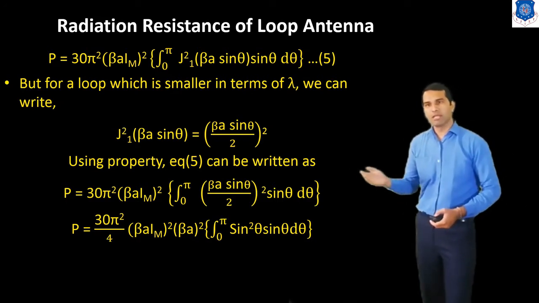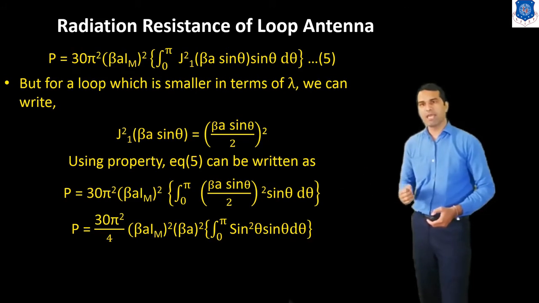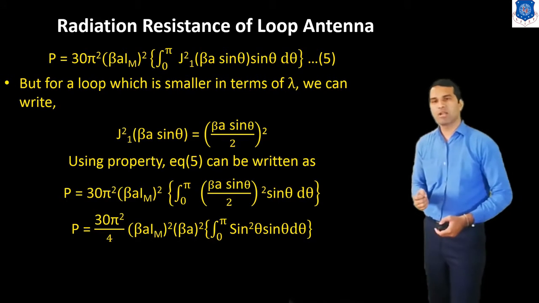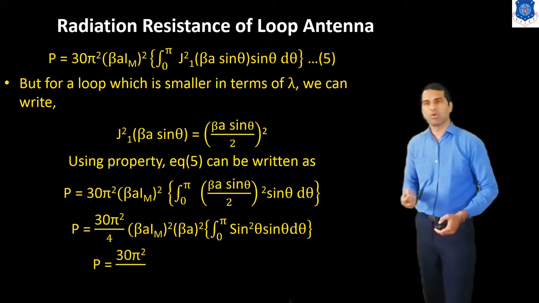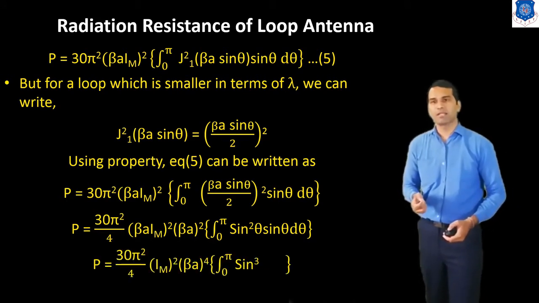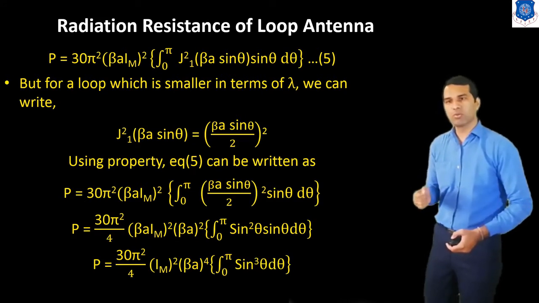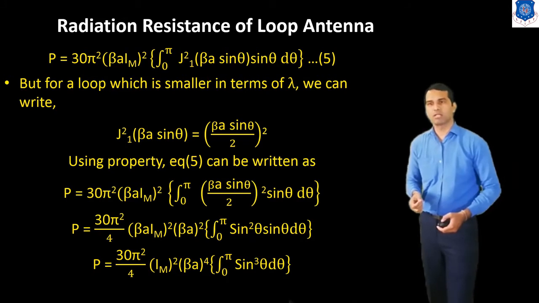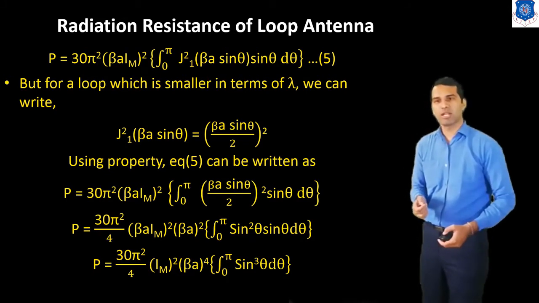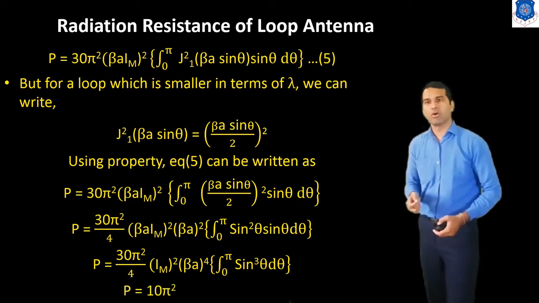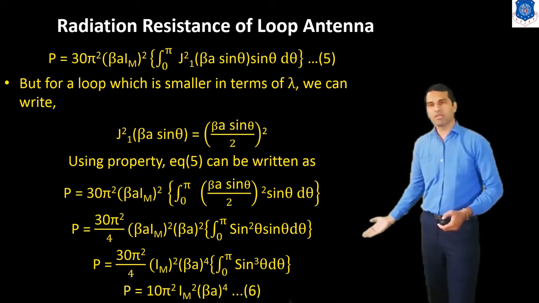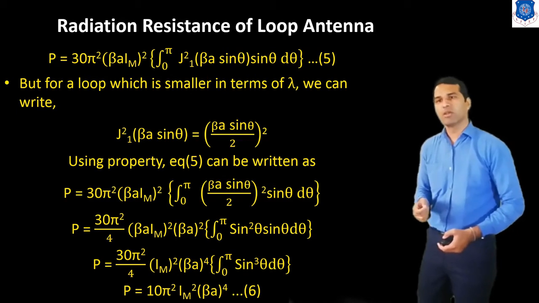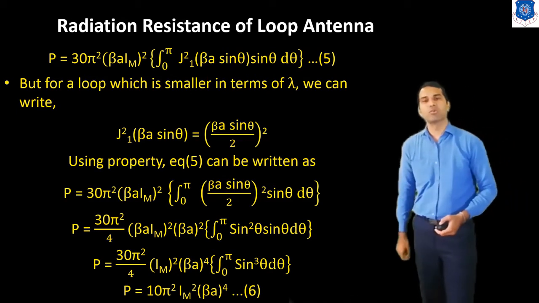So here in the integration term, the βa/2 we have taken common. So here the sin²θ into sinθ. So in the integration term, we get 0 to π sin³θ, and the remaining terms, like we have taken the constant, the 30π²/4 Im² and βa raised to 4. So when we solve this equation, we get P is equal to 30π² Im² (βa)⁴.